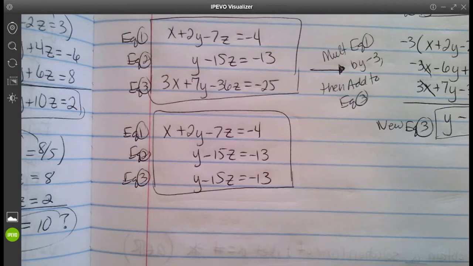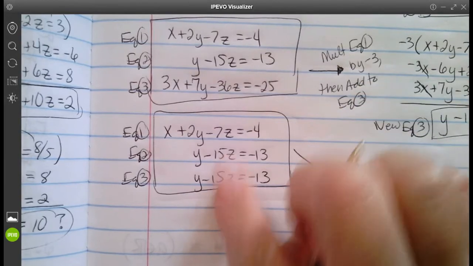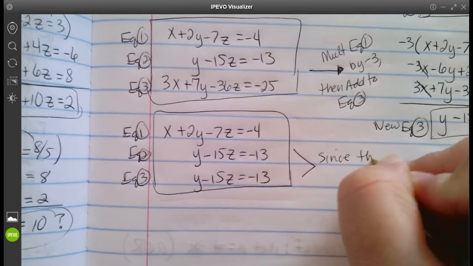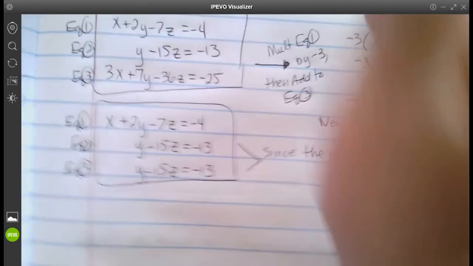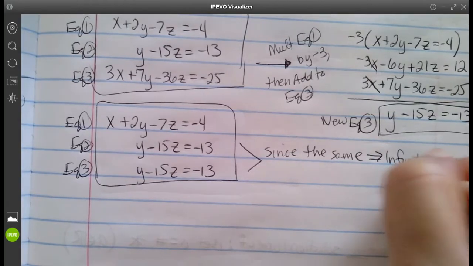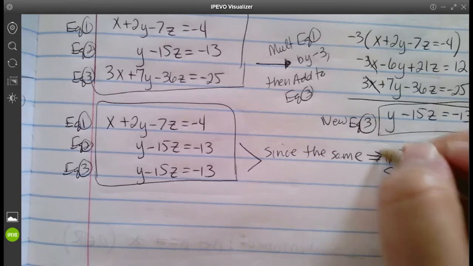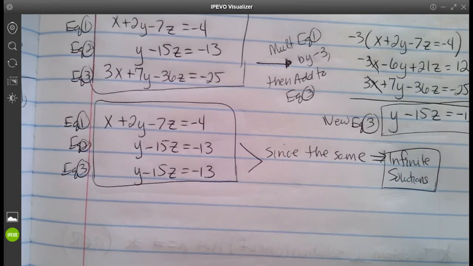So here's how we do this. We're going to work with these two equations since these are the same, okay? So since they're the same, this means infinite solutions. But we're not quite done yet. We have to figure out some expressions that would give us particular solutions.